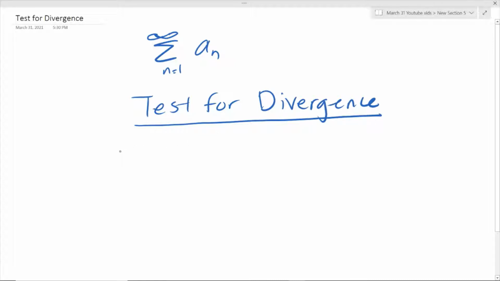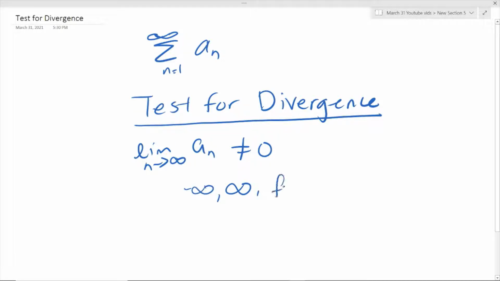So in this test, it states that if we have this series, and we take an, which is the expression in the series, and we find that it is not equal to 0, it's anything other than 0, whether it could be infinity, negative infinity, or some sort of finite number, then it shows that the series diverges. That's what the test for divergence shows.